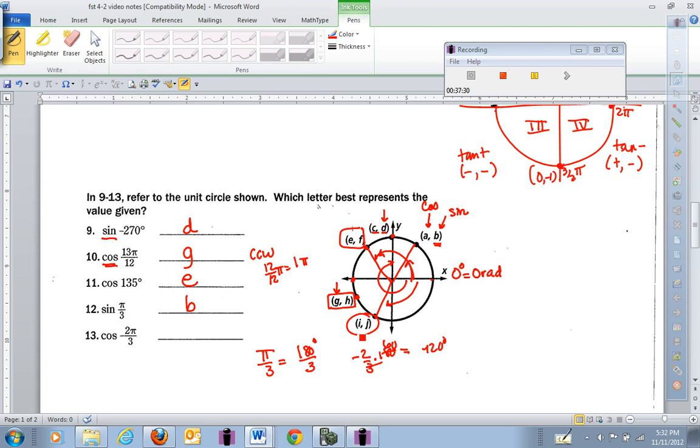I want the cosine component, so I want letter I. Okay. Hopefully those make sense to you. They don't want the whole ordered pair, they just want part of it.